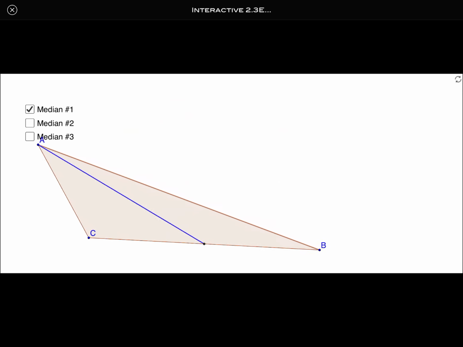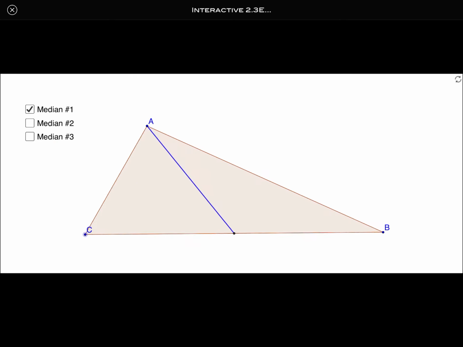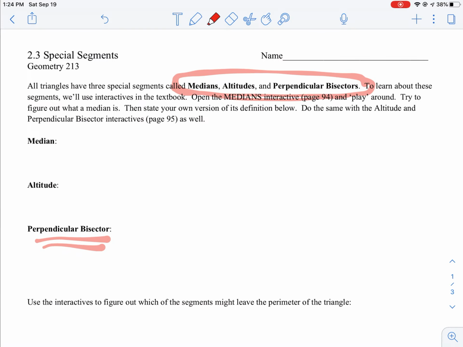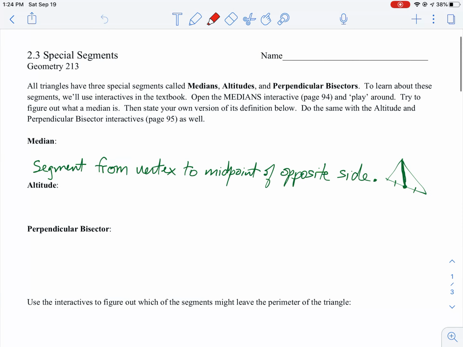Hopefully you can see it goes from a vertex, always from a vertex, to a specific point on the opposite side, and hopefully you see that is the midpoint. So that's to start there, and then I have that filled in here. You might want to define it on your sheet as a segment from any vertex to the midpoint of the opposite side. And there's a little diagram picture for you to see it.